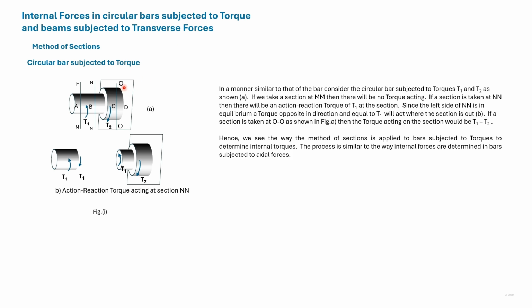We can take another section OO, and again considering the equilibrium of the portion on the left of the section, we can see that there are two torques, T1 and T2, acting. So for equilibrium on the section OO, a torque T1 minus T2 must act in the opposite direction.